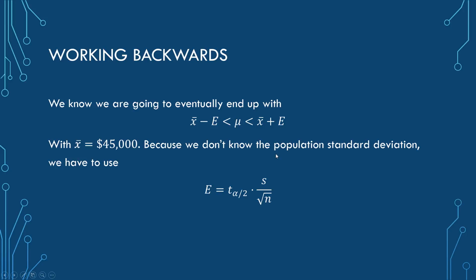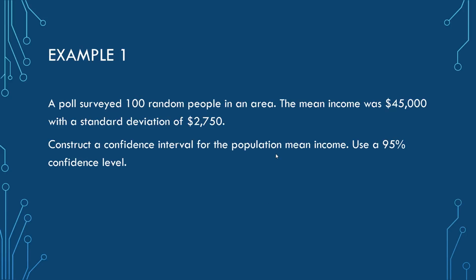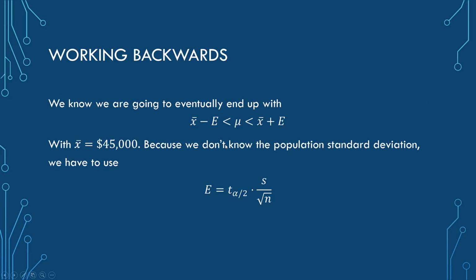Also, since I don't know the population standard deviation, right? I know the sample standard deviation, but not the population standard deviation. I'm going to have to use the new t-score or t-value, critical value, and sample standard deviation. So that's what I'm going to have to use here. So I need S. Well, I already know S, right? S is 2750. I already know n. n is 100. So all I need now, so I can get rolling, is this t value.